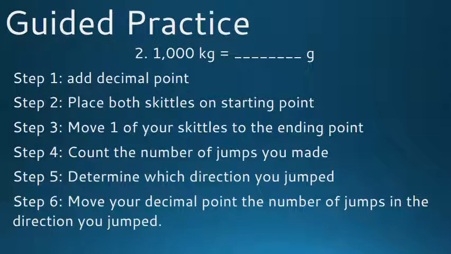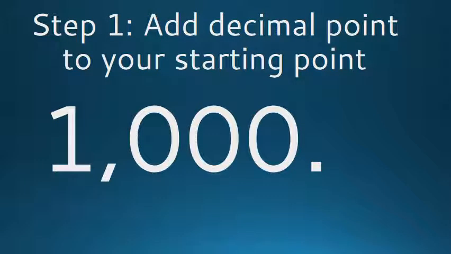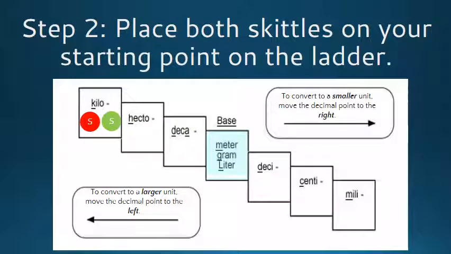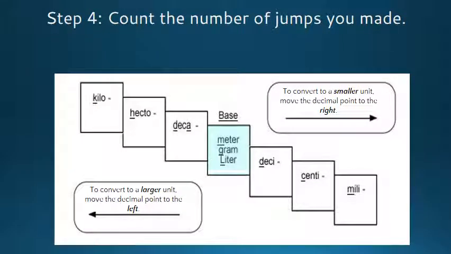All right, here's our second guided practice problem. We want to convert 1,000 kilograms into grams. So we're going to add our decimal point to our starting point right there. Then, because we're starting with kilo, we're going to put both our Skittles on the kilo box. Then we're going to move our red Skittle.